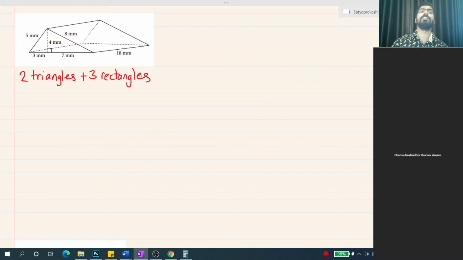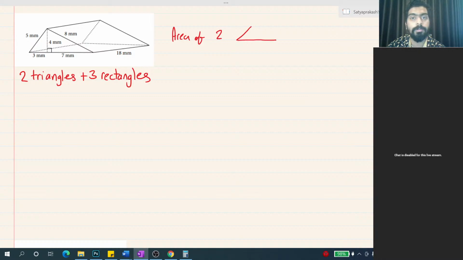Alright, again guys, for this question, start off by finding the area of 2 triangles, which is the front and the back, and then find the area of 3 rectangles, which are the base, the side, and the slope. So let me write down the formula to find the area of 2 triangles first.